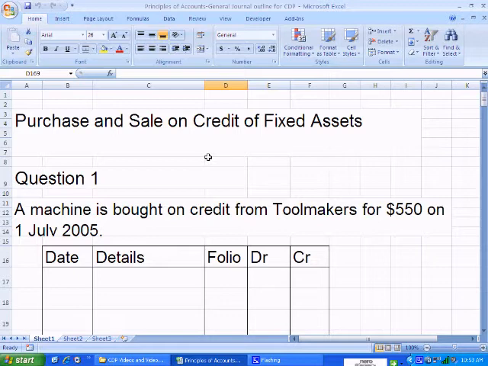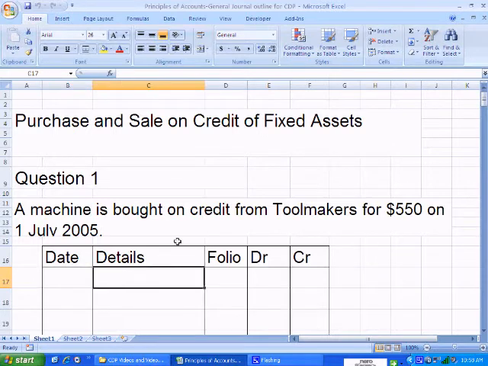Right, first we will look at the purchase and sale on credit of fixed assets. Question 1. Say a machine is bought on credit from Tool Makers for $550 on July 1, 2005. From what you have learned in earlier videos, you know that the double entry would be to debit machine, credit Tool Makers, right? However, we can enter it into the general journal as well.